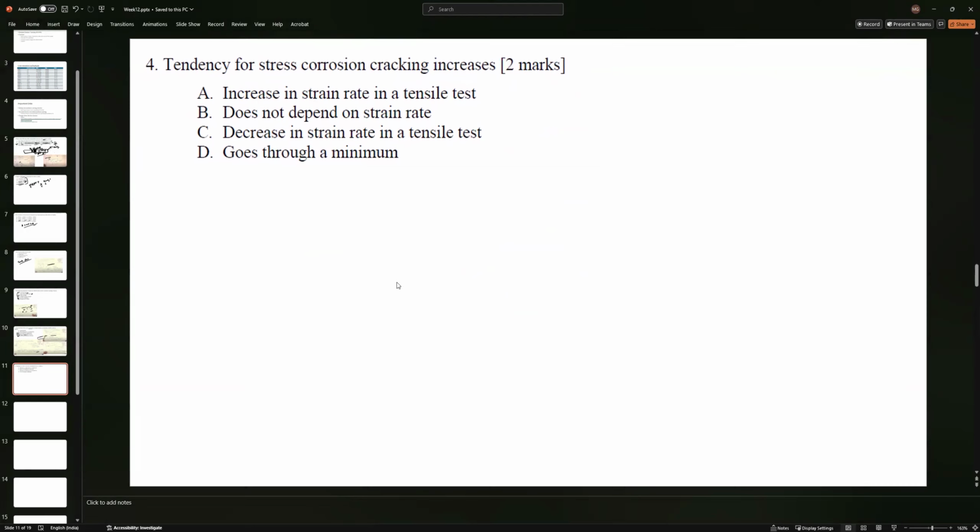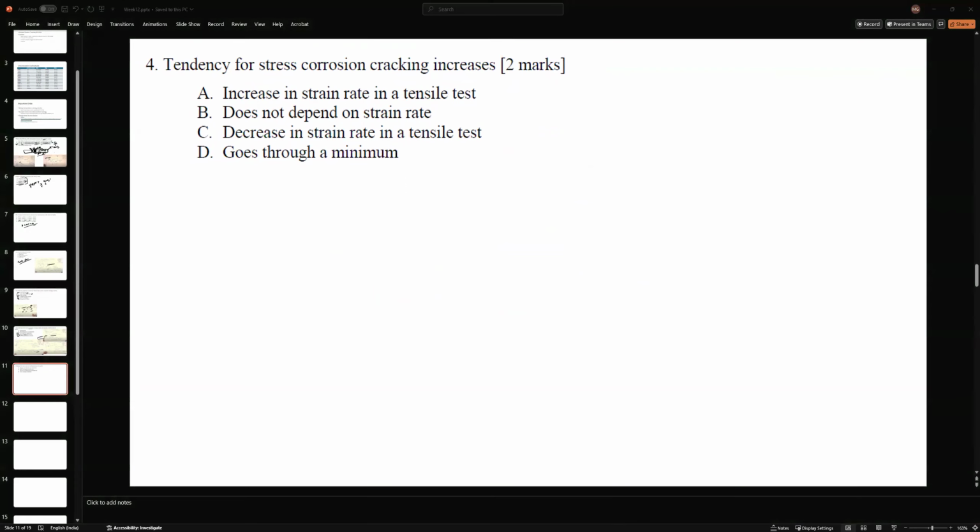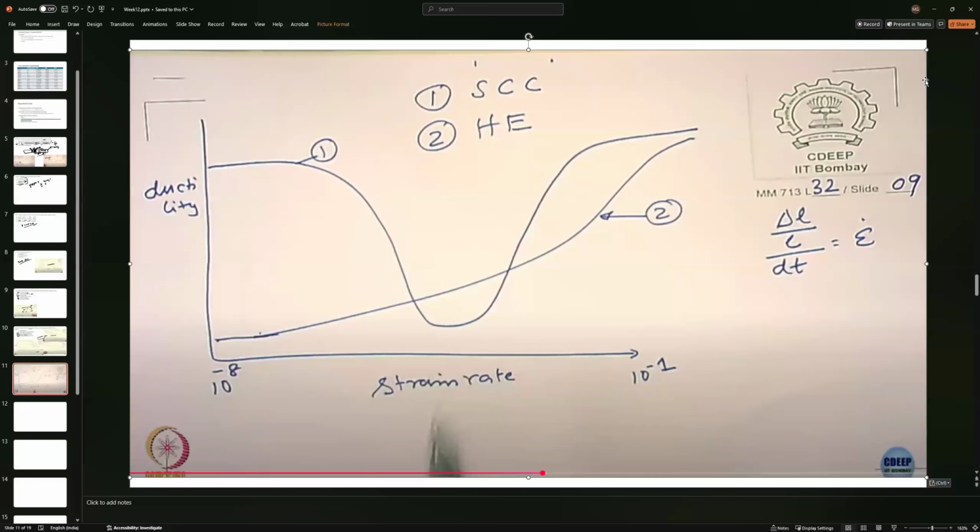Tendency for stress corrosion cracking increases. So this is talking about strain rate and its dependence on SCC. So this was covered in hydrogen embrittlement. Actually, so here you have different strain rates.